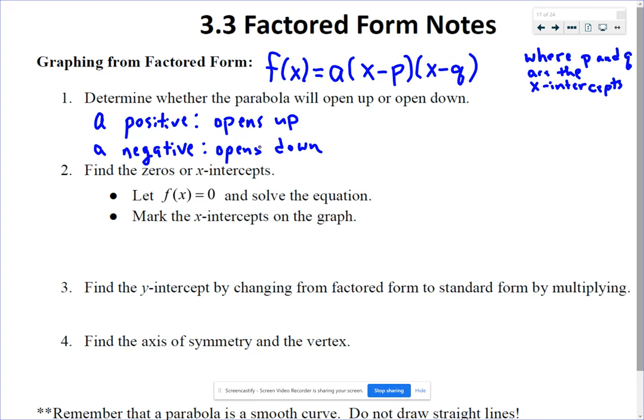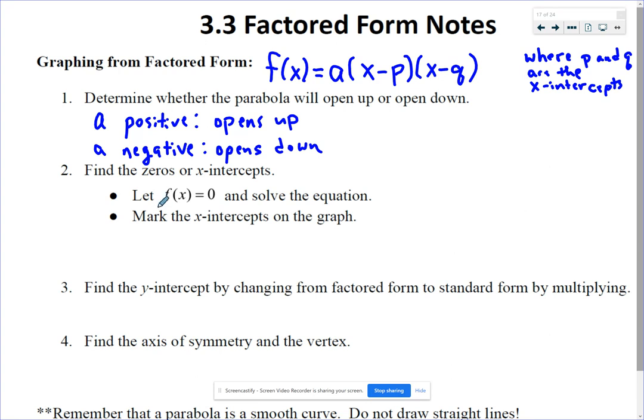If a is positive, the parabola is going to open upward, going upward like this, and we'll have parabolas that open downward if a is negative. So parabolas opening up, parabolas opening down. Second step to graphing from that factored form, you're going to find the zeros or the x-intercepts. They're going to be p and q.